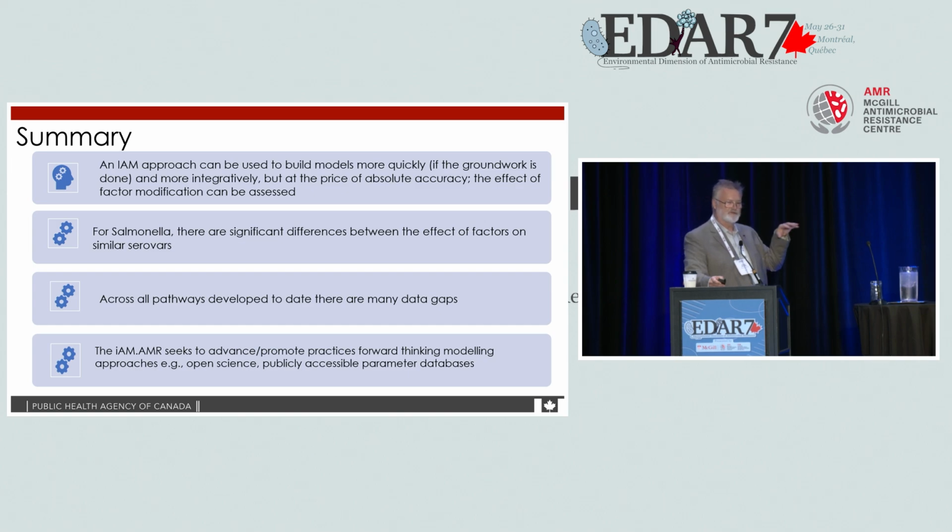Each pathway is actually relatively faster to build than if we were doing a QMRA or even a risk profile. A lot of the outputs of what we've been doing can feed the other modeling approaches because we are doing scoping reviews on the same thing. But when you fit all this stuff together, it doesn't give you an absolute estimate, it only gives you relative estimates, but the factor effect modification can be assessed. There's a lot of diversity between serotypes on the effect of factors.